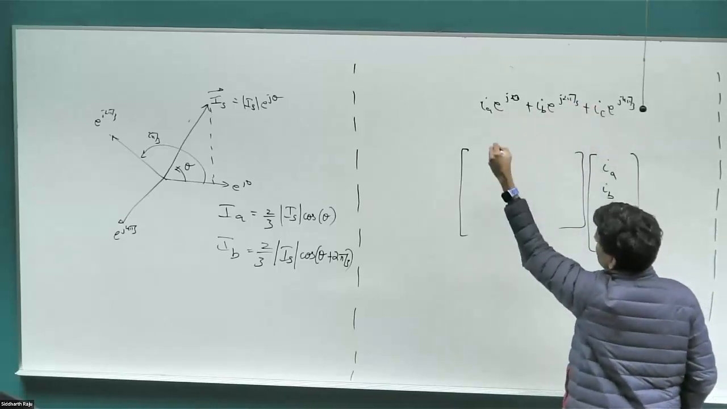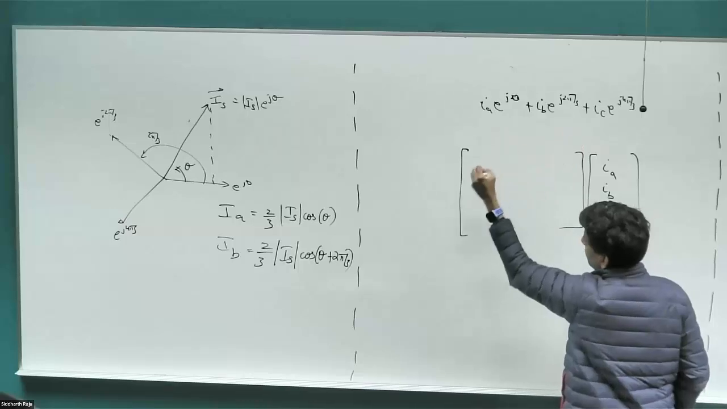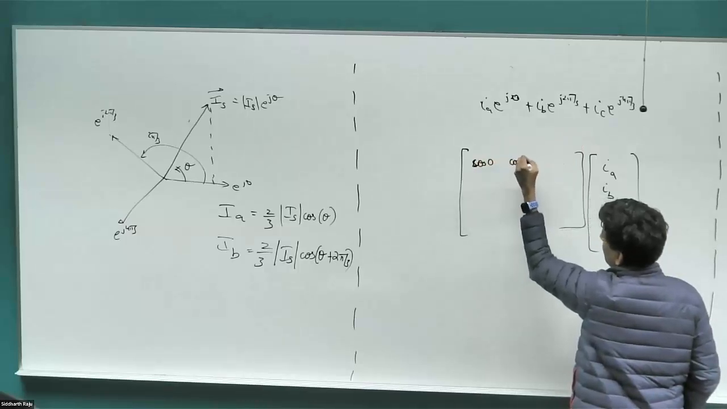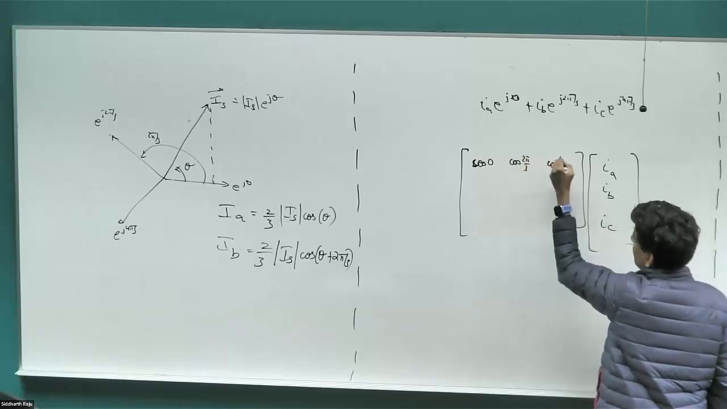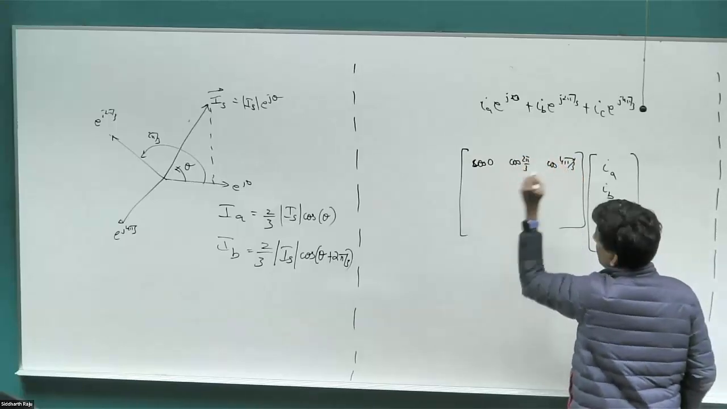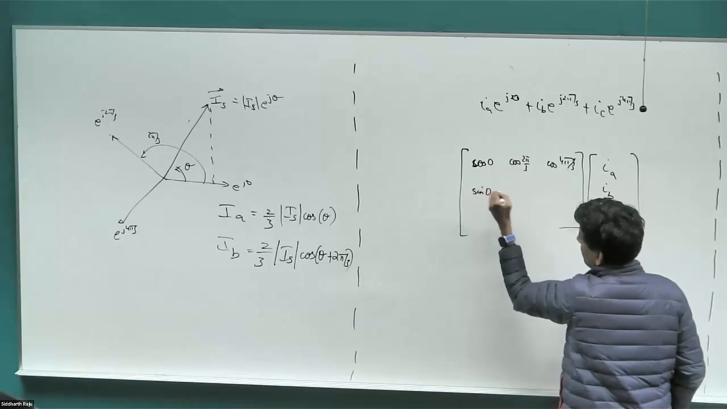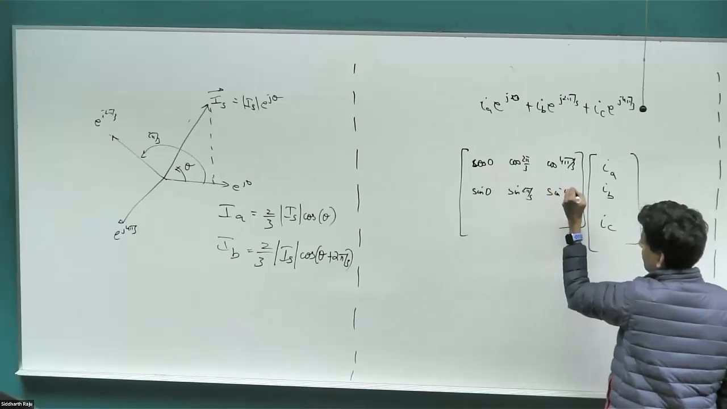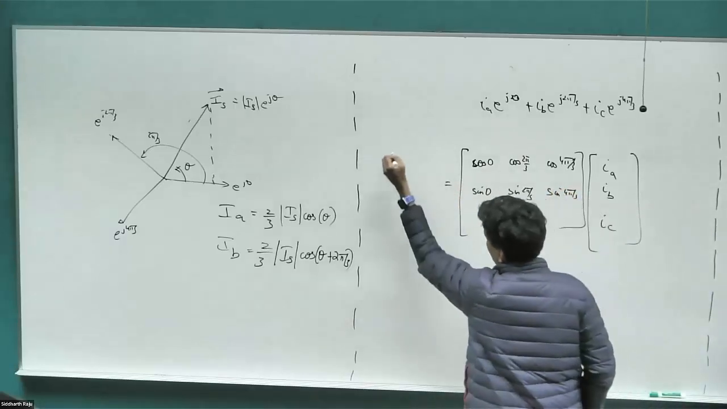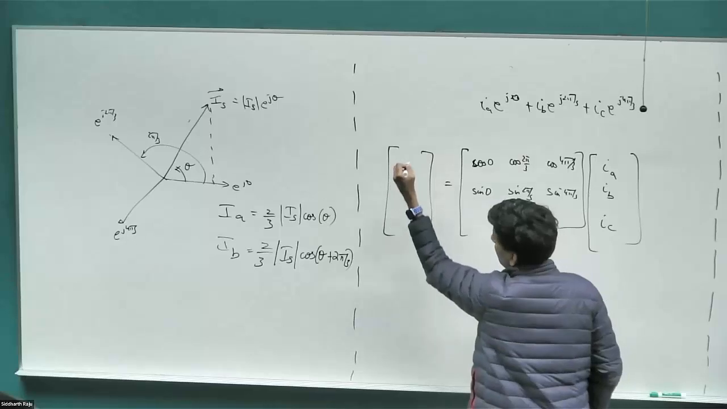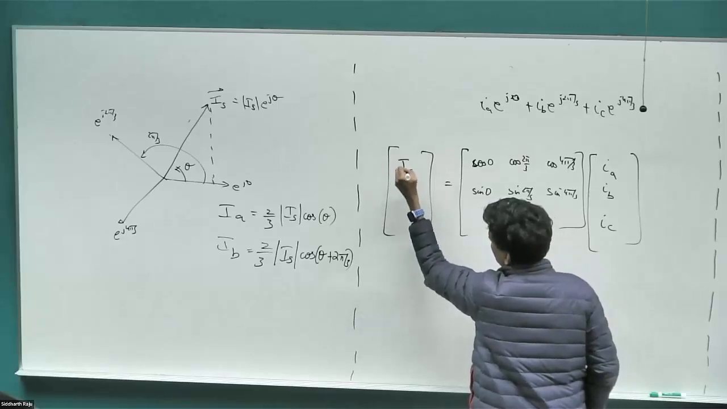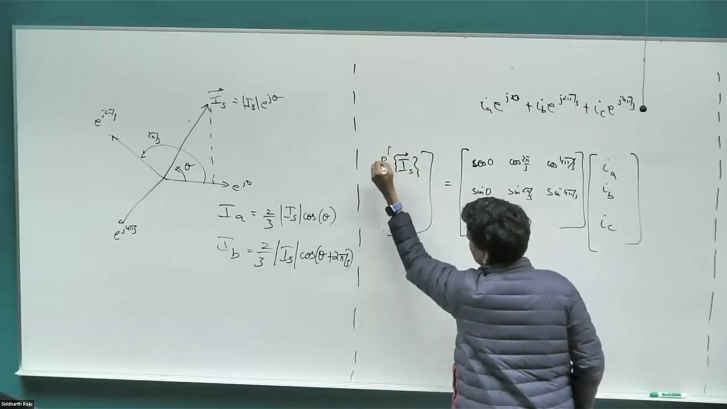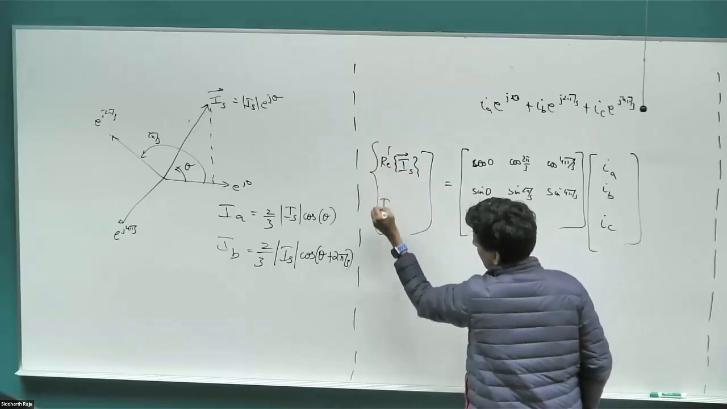and then the imaginary component will be sine of 0, sine of 2π/3, and so on and so forth. So cos of 0, cos of 2π/3, and then cos of 4π/3, and then sine of 0, sine of 2π/3, sine of 4π/3. If you do this multiplication on the LHS, you'll get the real component of the space vector, the space vector real part and the imaginary part.